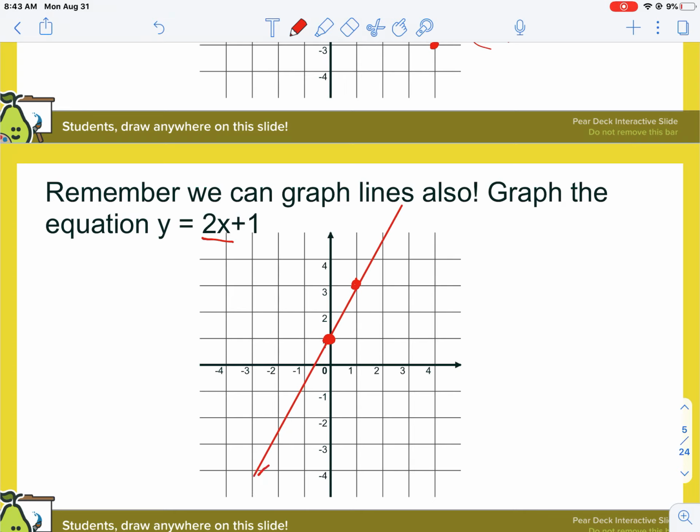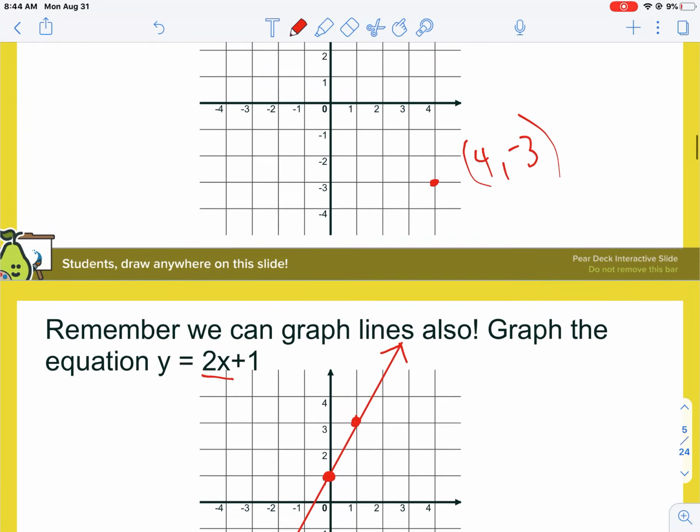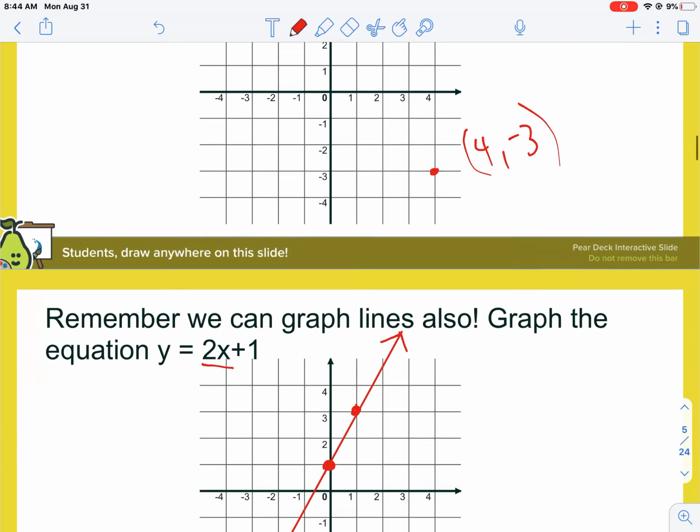And this is my line, y equals 2x plus 1. Okay, so that's a line. So what's the point of all this? The point of all this is to say that you've seen points, lines, and planes before, okay? And we will be going over lines later, probably later in the first quarter, okay?